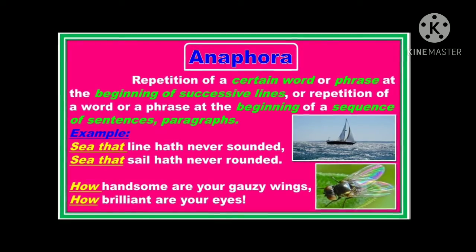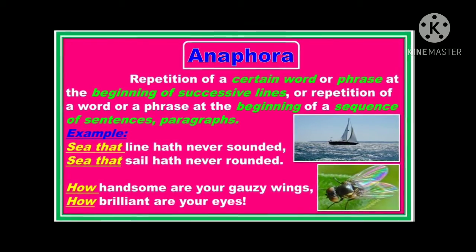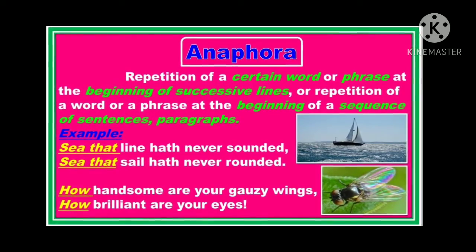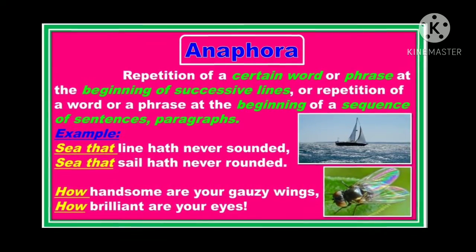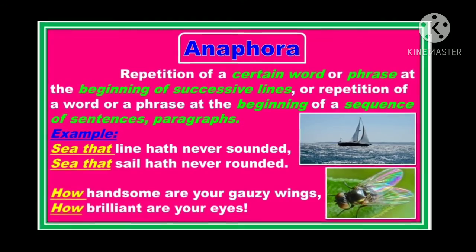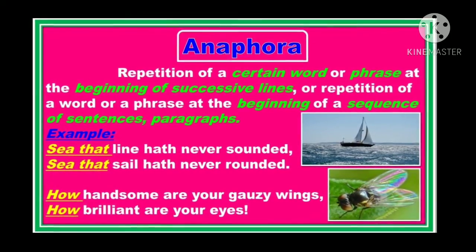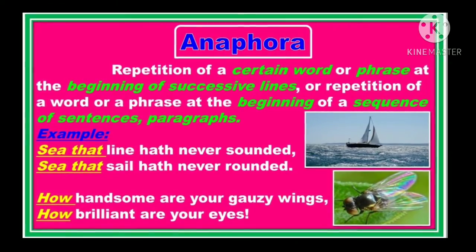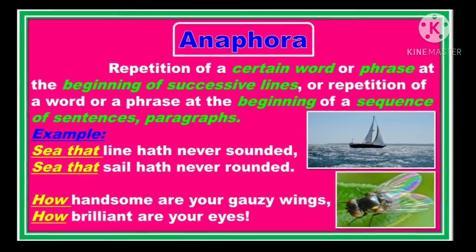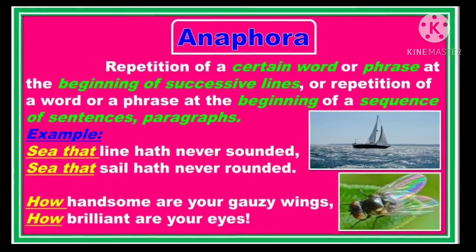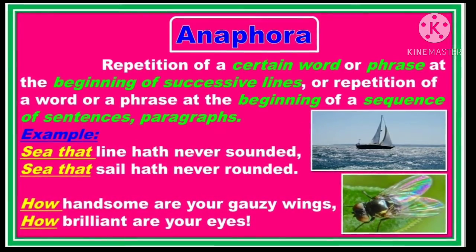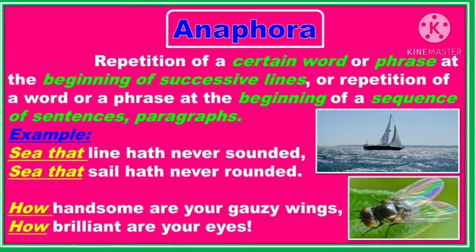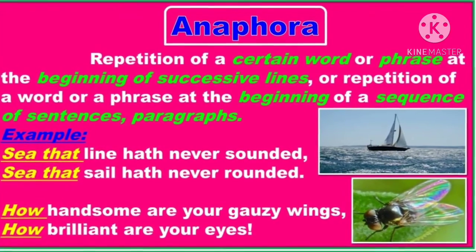Look at the example. See that line hath never sounded. See that snail hath never rounded. Here, see that is the repeated word that occurred in both the sentences. Look at the second example. How handsome are your gauzy wings? How brilliant are your eyes? Here, the repetition of the word how at the beginning of two successive phrases happened. Can you get this? Yes.